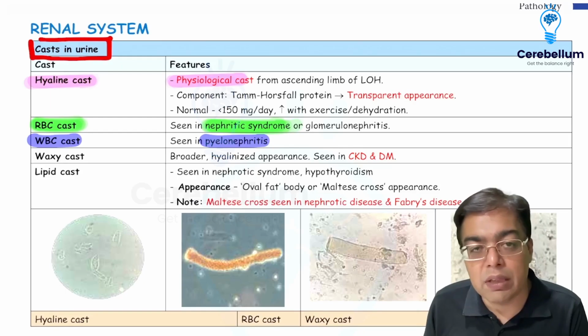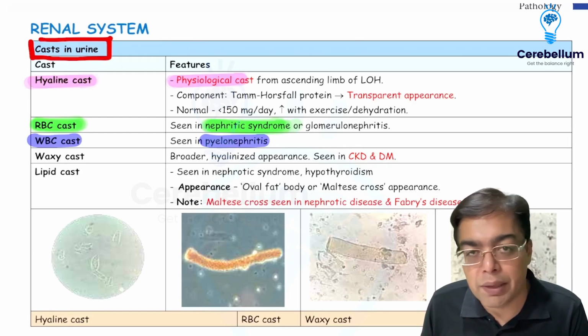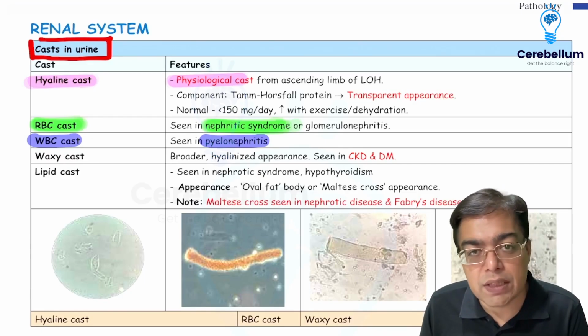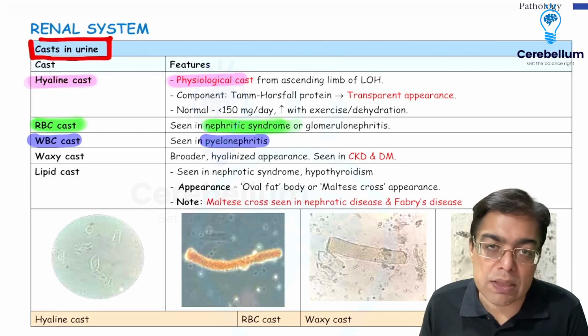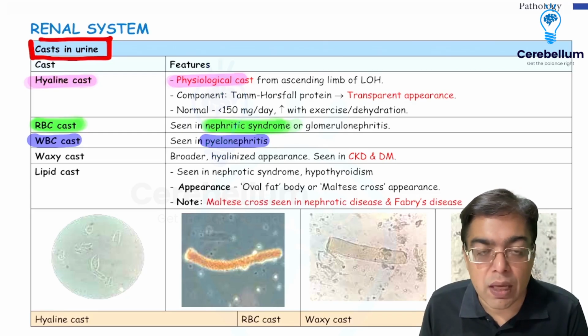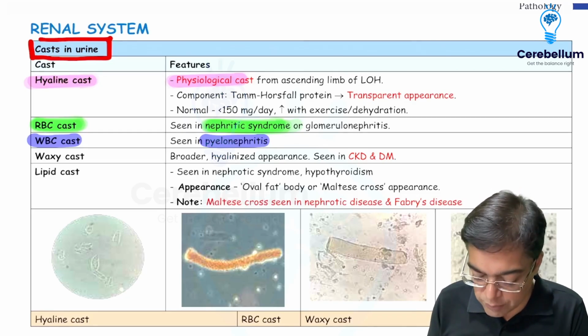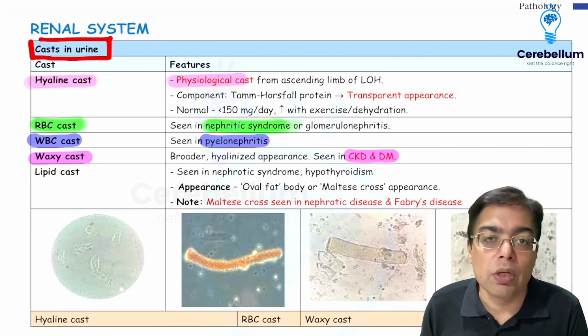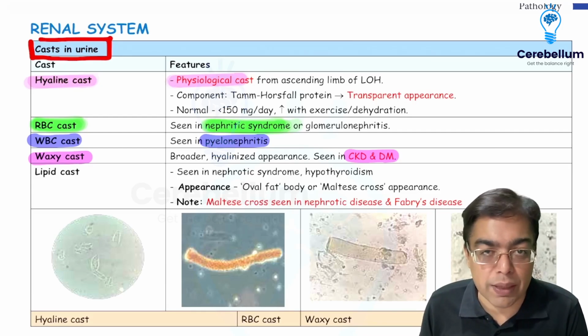Patients who have a condition like diabetes mellitus are at higher risk of suffering from chronic kidney disease. And if the patients have chronic kidney disease, the casts are going to become big in size and they are going to have a waxy appearance. So whenever we're talking about a broad waxy cast, this is going to be seen in a patient suffering from chronic kidney disease and diabetes mellitus.